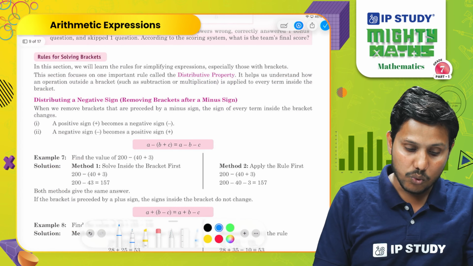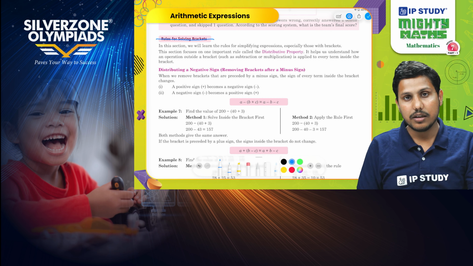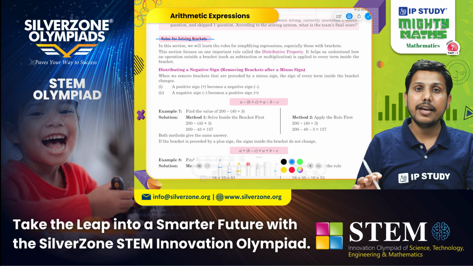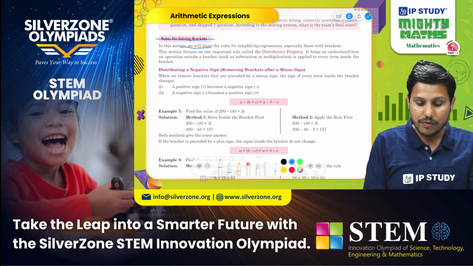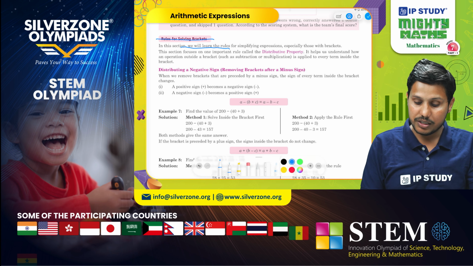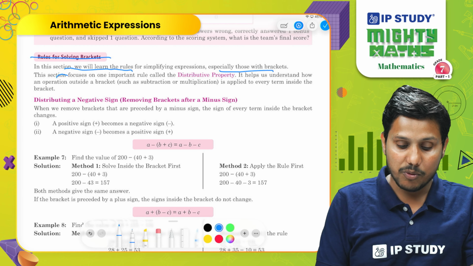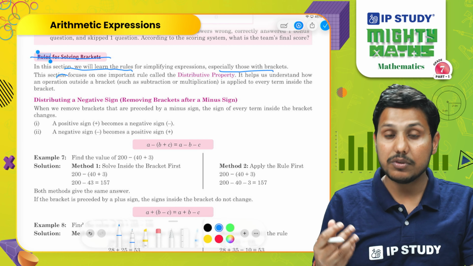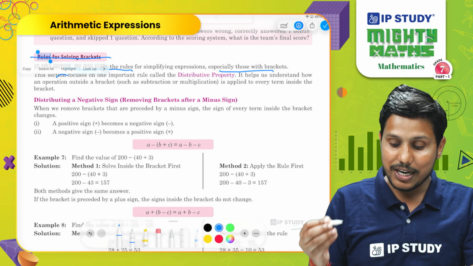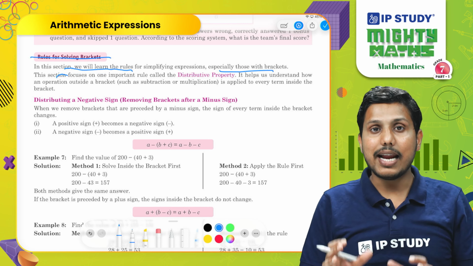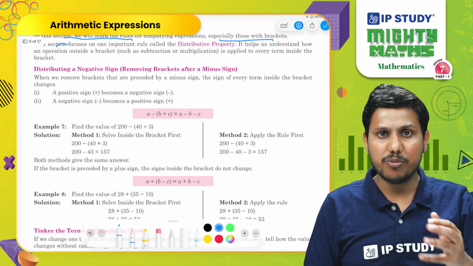Last topic, which is rules for solving brackets. A complex arithmetic expression can contain various brackets. In this section, we will learn the rules for simplifying expressions, especially those with brackets. This section focuses on an important rule called the distributive property. It helps us understand how an operation outside a bracket, like subtraction or multiplication, is applied to every term inside the bracket. So basically it deals with the bracket and the operation outside it, which is called the distributive property.